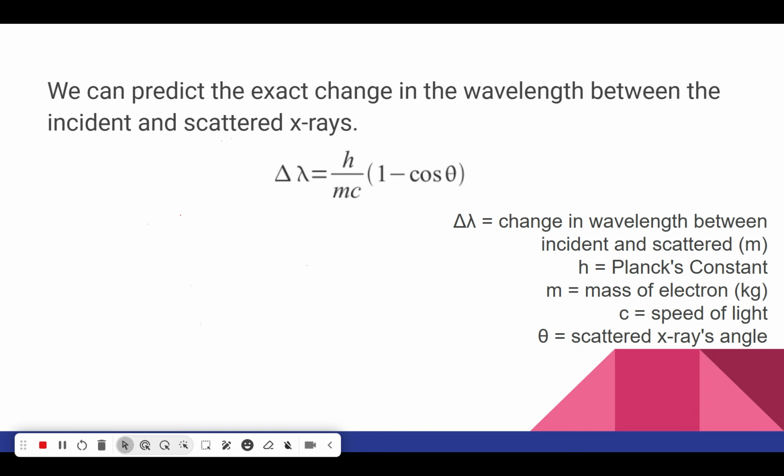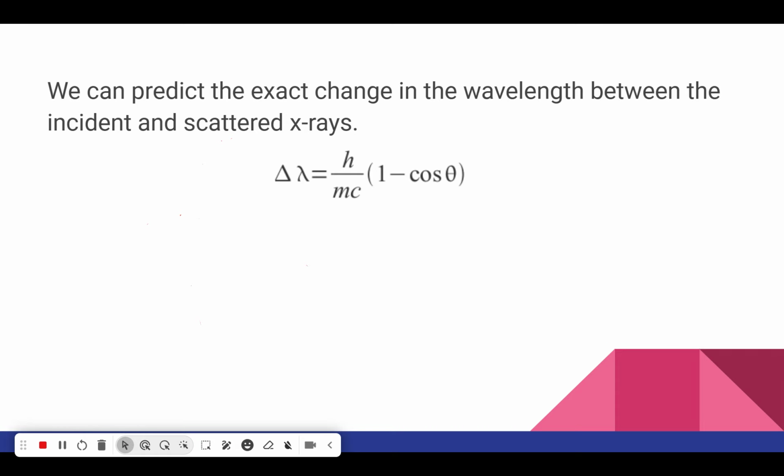h is regular Planck's constant, so it's just a constant. m is the mass of the electron. That's not going to change. c is the speed of light. That's not going to change. That whole h over mc thing there, it's actually a constant. And then it multiplies by 1 minus cos theta. Theta, that's what we've got to put in.